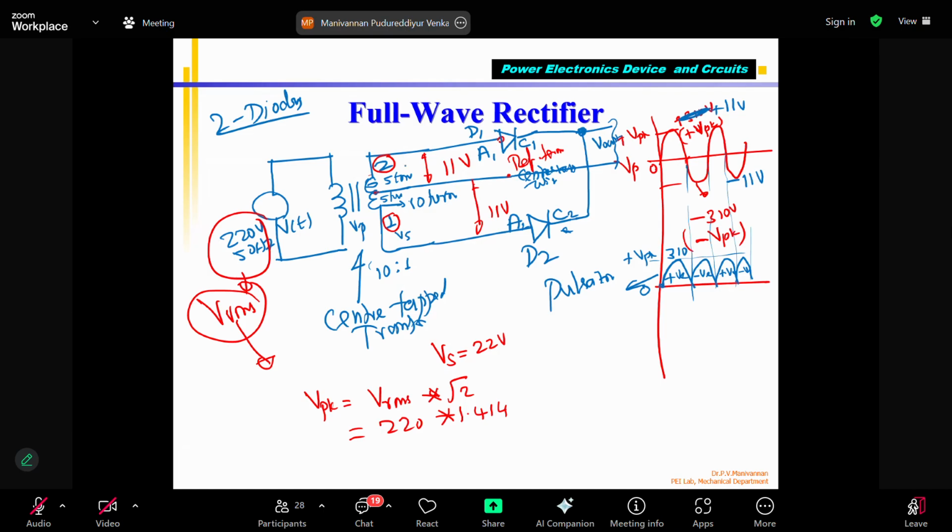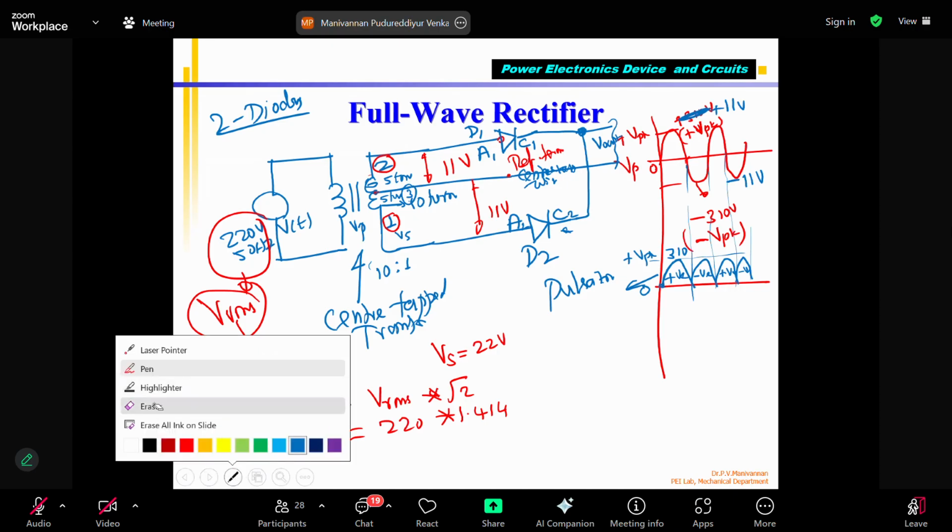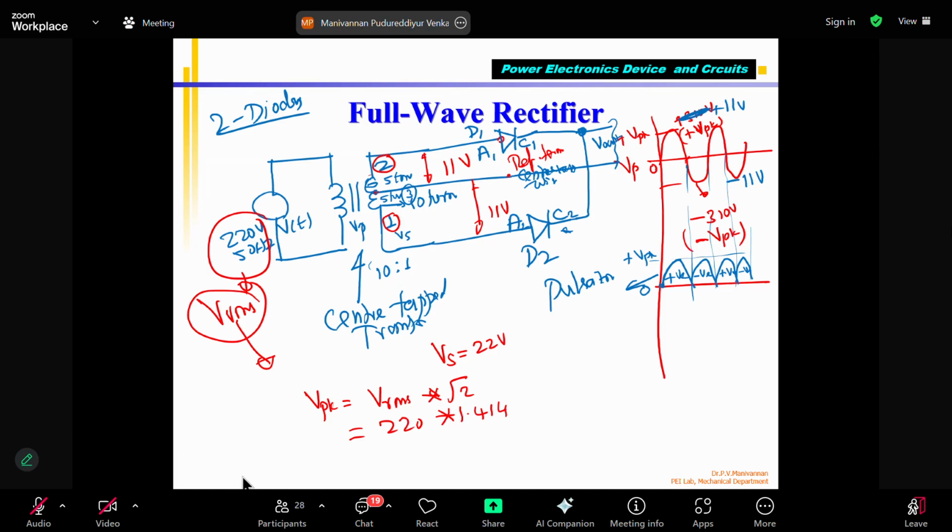1 to 2 terminals, I say this is the third terminal, correct? Third terminal, center tap. With respect to that, we are giving to the diodes. So the output voltage will be like this. So this is going to be plus 11 volts.